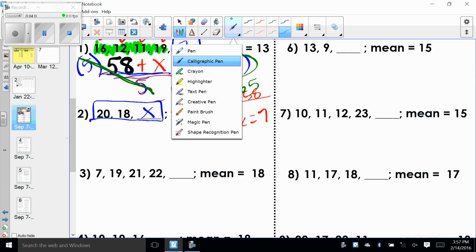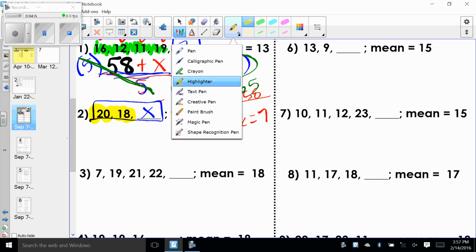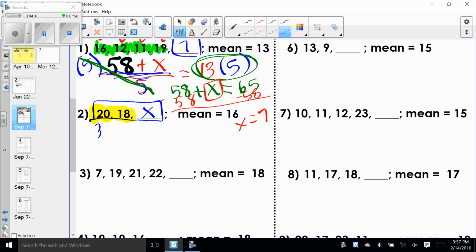The dilemma is only 2 of them are numbers, so we're going to add up the 2 like terms, 20 and 18. When we add 20 and 18, we get 38. Then we're going to add X. So we just write it as 38 plus X. And we're looking for the mean here, so we're going to have to divide by how many scores we have. We have 1, 2, 3 scores. So we divide by 3. Go ahead and write that. If I'm going too fast, go ahead and pause that video.